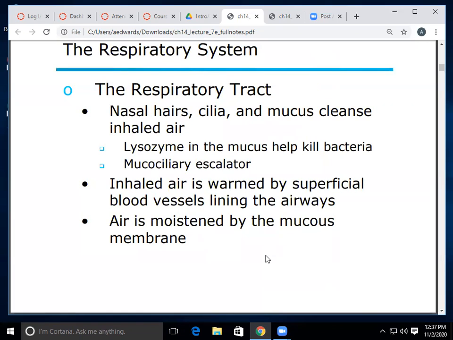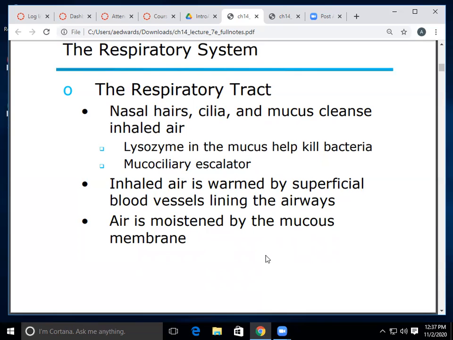All right, the respiratory tract. Okay, so the air that comes in, I don't know if you know, even though you can't really see air, it's sometimes dirty. Okay, and you need your mucus, your cilia, and your nasal hairs to cleanse it. All right. You also have lysozymes in the mucus, which kill different bacteria.